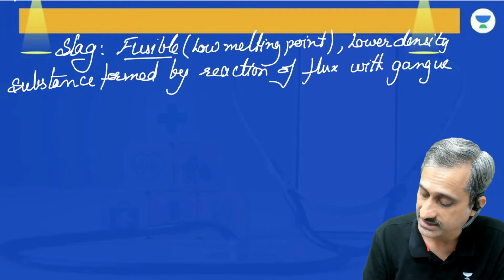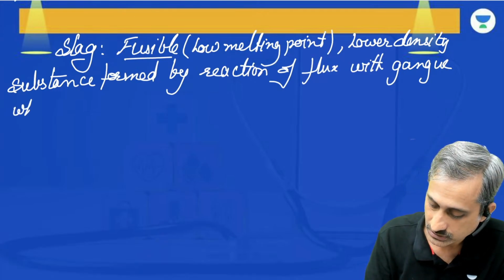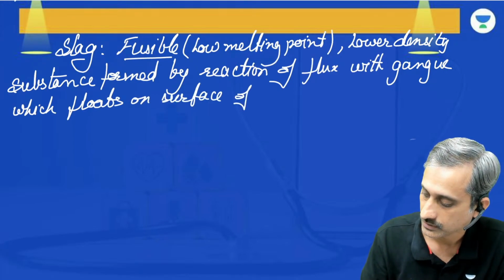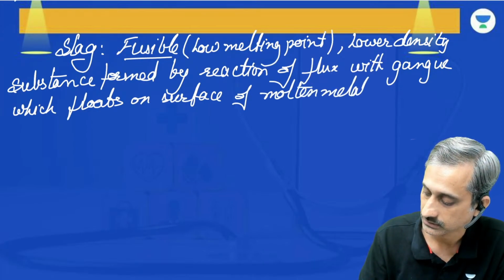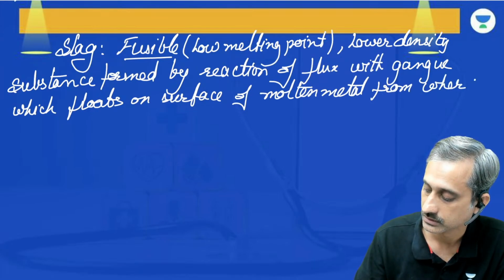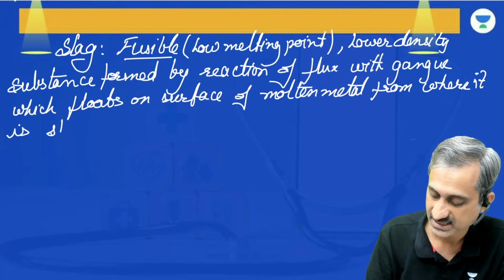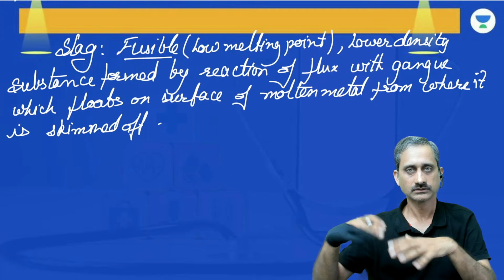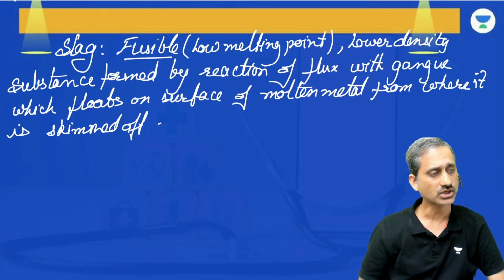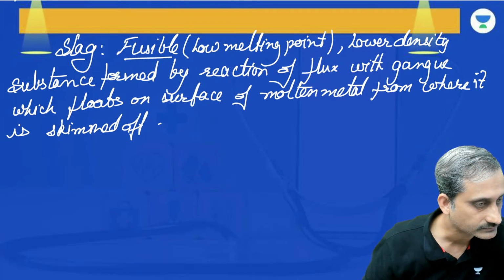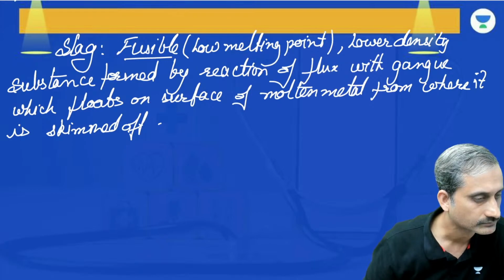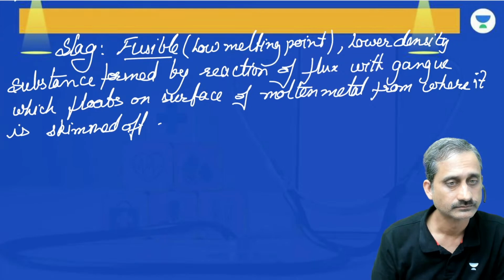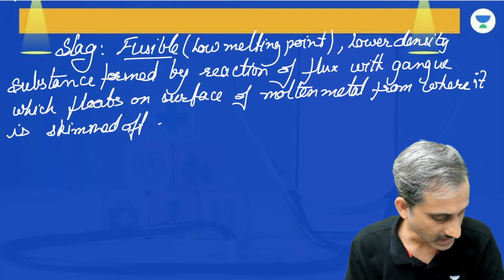Now, slag is a fusible, low melting point, lower density substance formed by the reaction of flux with gangue, which floats on the surface of the molten metal, from where it is skimmed off. What does skimming mean? Like the cream on top of milk, you take that cream off. That is called skimming. So it is skimmed from the surface of the molten metal from where it can be extracted. Is it clear? That is what we have as slag.